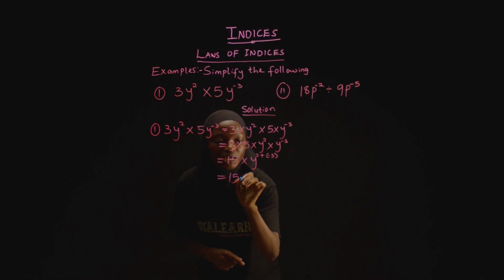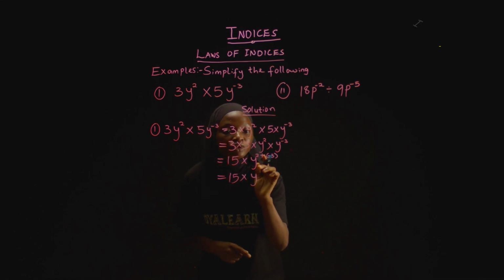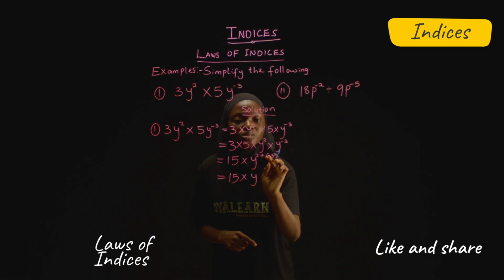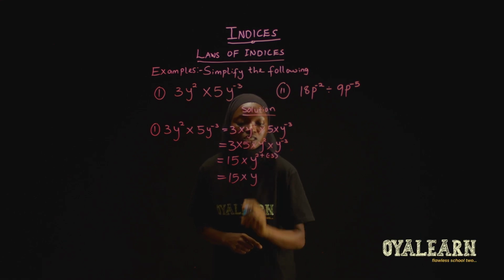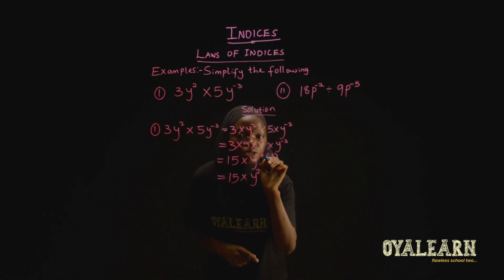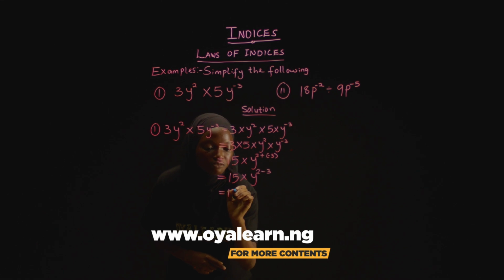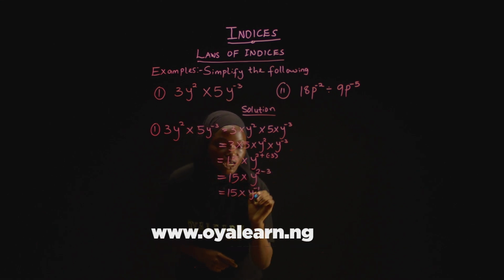15 times y raised to the power of, whenever we have 2 plus minus 3, we know this plus has to multiply this minus we have inside the bracket. So we'll be having 2 plus times minus, minus 3. And becomes 15 times y raised to the power of 2 minus 3, minus 1.